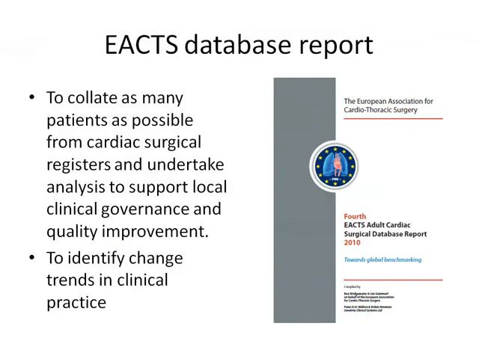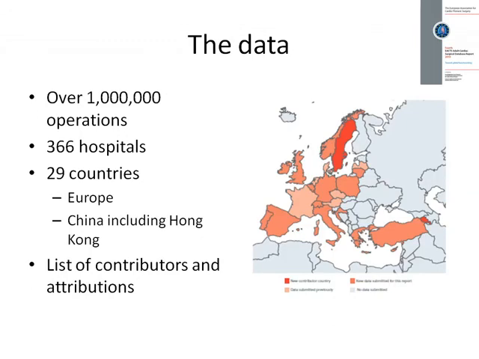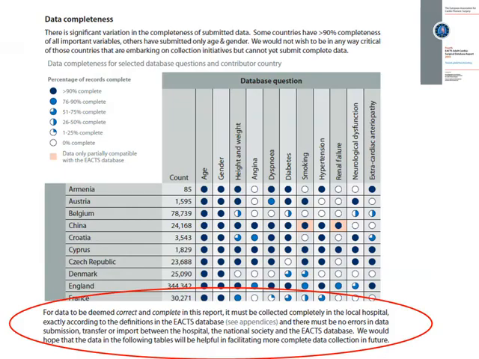So just briefly now, we produced the EACTS database report, and the aim with that was to collate as many patients as possible from the cardiac surgical registries around Europe and from members of EACTS who are outside Europe, to support local clinical governance and quality improvement, and to try and identify some changes in clinical practice. I'm not going to go into any great detail because copies are available for people who want them. We've got over 1 million patients now from 366 hospitals, 29 countries in Europe and China, including Hong Kong. And we've listed all the attributions for that. Some countries have all their data in, some just have one hospital. So it's very variable, and you need to understand that before you interpret the data that comes out in the report.